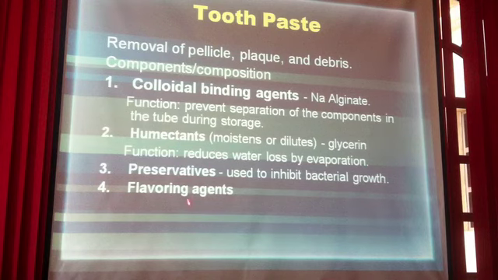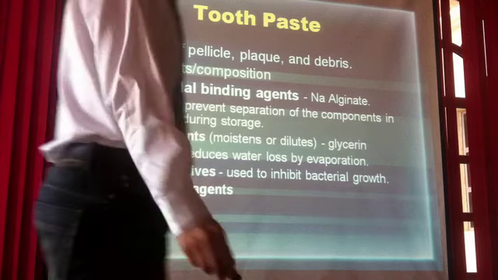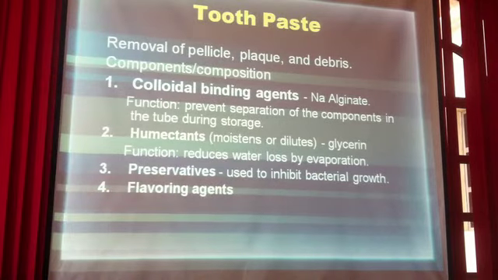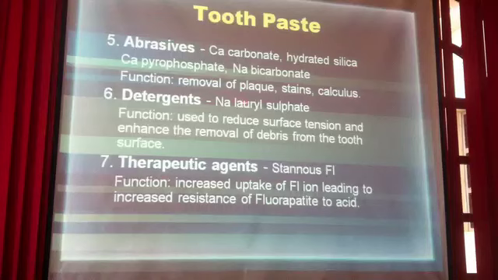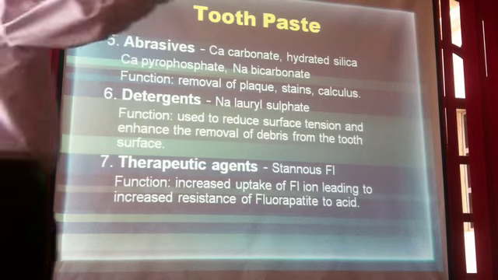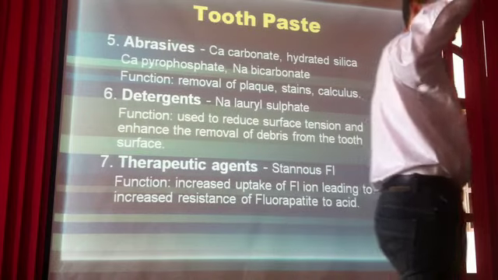Preservatives are used to inhibit bacterial growth. Flavoring agents just change the taste, to give it strawberry, apple, or whatever flavor you want. Abrasives, like calcium carbonate, function in removal of the black stain and calculus. What's calculus?